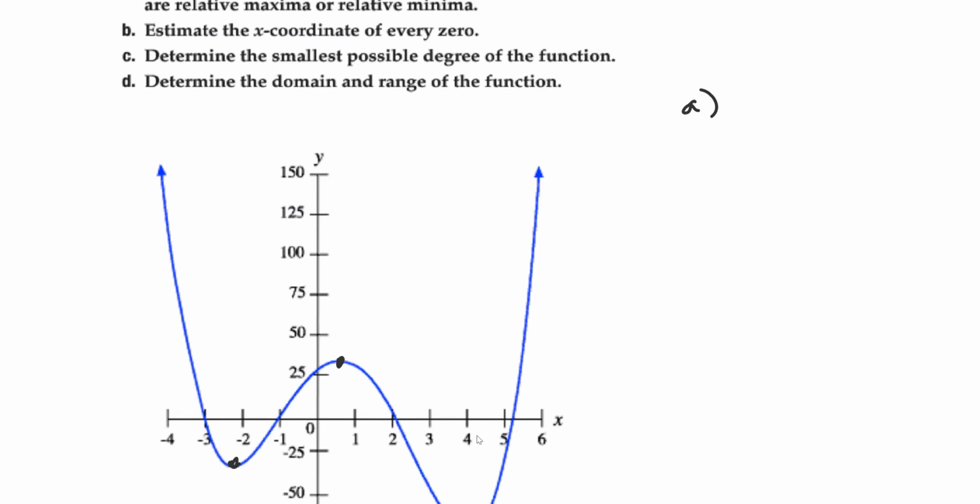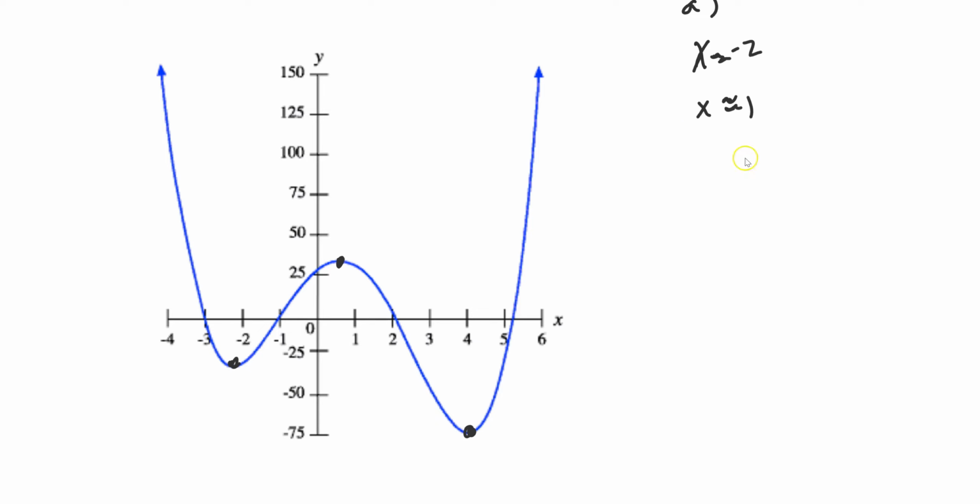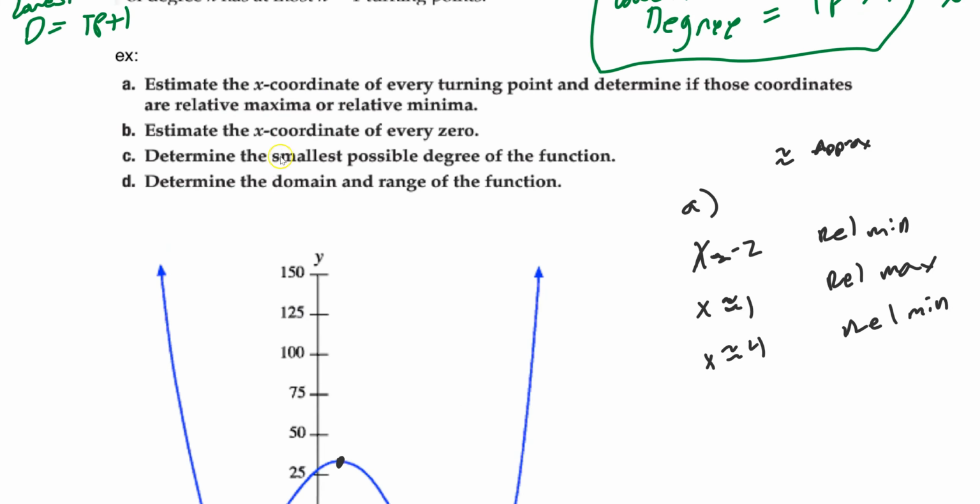Again, they said estimate the x value. So let's say x equals about -2. It's an x, not a lambda. X equals about 1. I should estimate. If you've never seen the symbol before, it means approximately. So when we're estimating, you always want to use that. And x equals, looks like, approximately 4. Now they want to know if it's a relative min or max. Well, that's a relative min. That's a relative max. And a relative min. So that's that part.